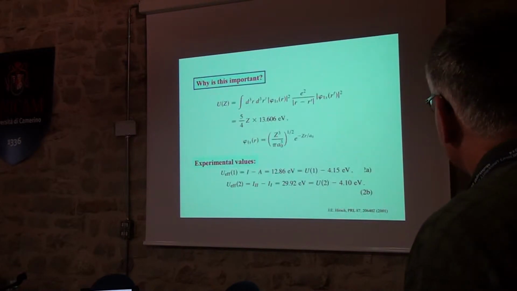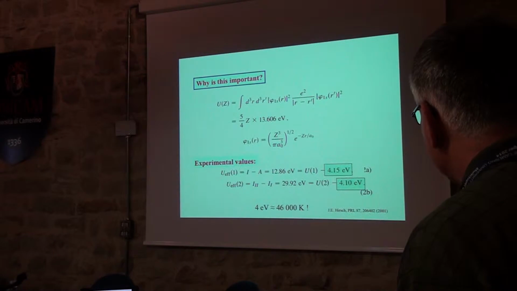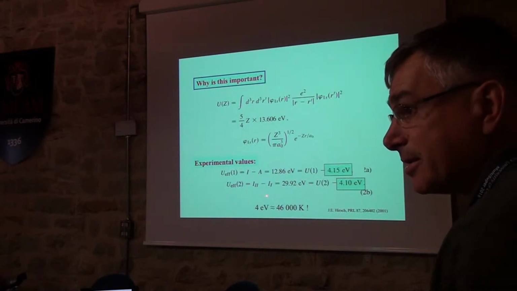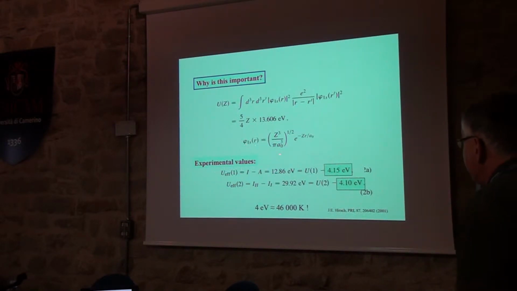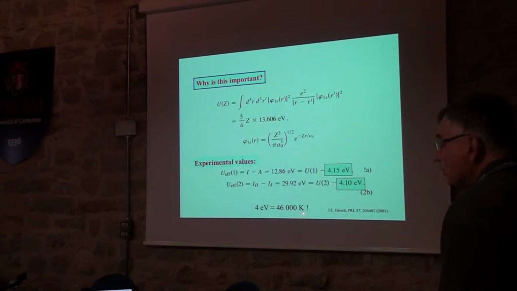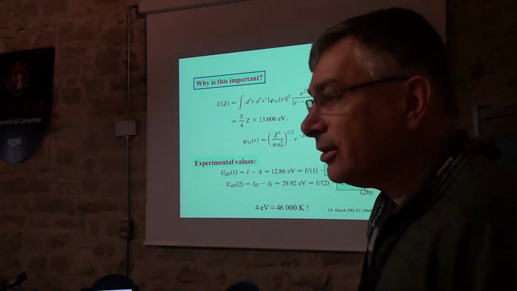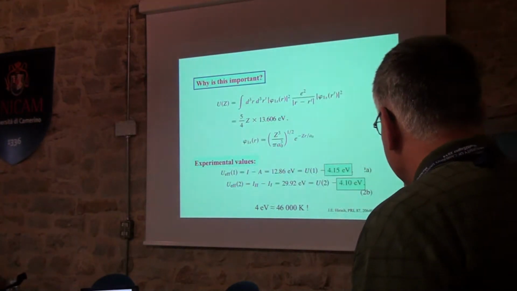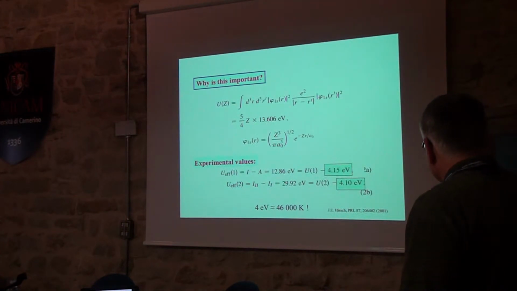Why is this important? Because when you compare it to experimental values, that 4 electron volts discrepancy remains between the naive estimate and the exact value. 4 electron volts is 46,000 degrees Kelvin. And we're trying to understand a phenomenon at about 100 degrees Kelvin or less. So there's no reason why you shouldn't worry about this.